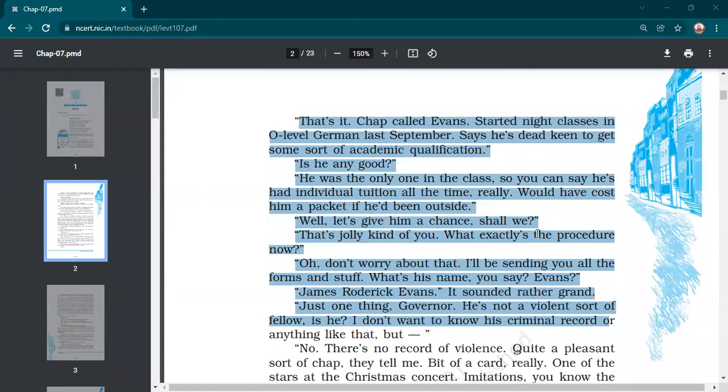So they are talking, this is the conversation going on between the secretary and the general. So he is telling him that he has already started taking night classes in O-level German last September. And now he shows that he is very much interested in taking his academic qualification further. So he's just asking about him, what sort of person he is. And he says that's jolly kind of you, that you are giving him a chance. Who gives such a chance? A single person is going to appear in the exam.